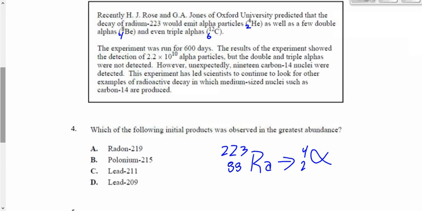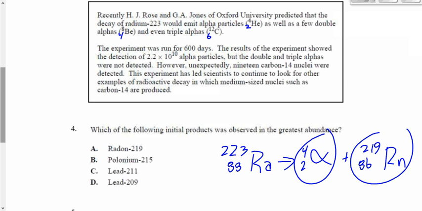4 plus 219 gives me 223. 2 plus 86 gives me 88, and that would be radon. So if the majority of what we see produced after the fact is alpha particles, well then what must be the most common product or the most common daughter nucleus produced? It would be radon 219. Does that make sense? Is that okay, guys?